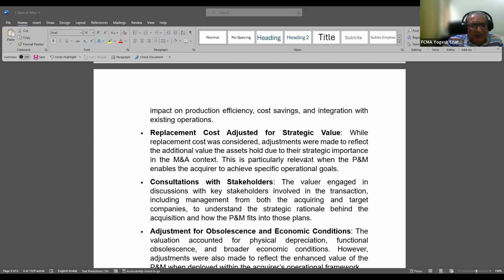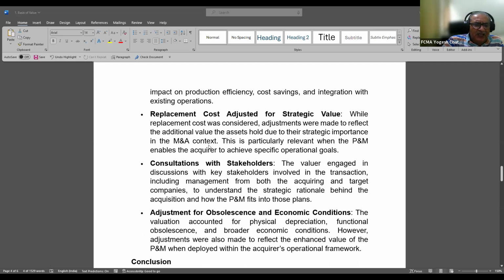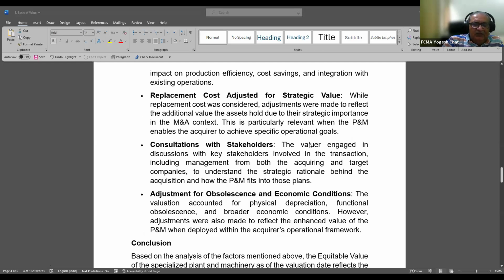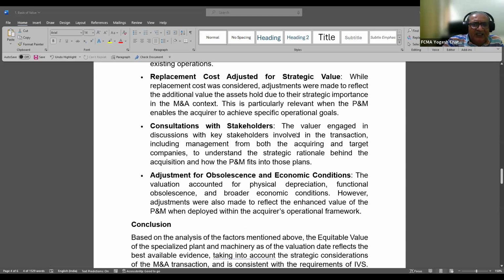So replacement cost adjusted for strategic value. While replacement cost was considered, adjustments were made to reflect the additional value the asset holds due to its strategic importance in the M&A context. That is particularly relevant when plant and machinery enables the acquirer to achieve a specific operational goal. Consultation with the stakeholders.